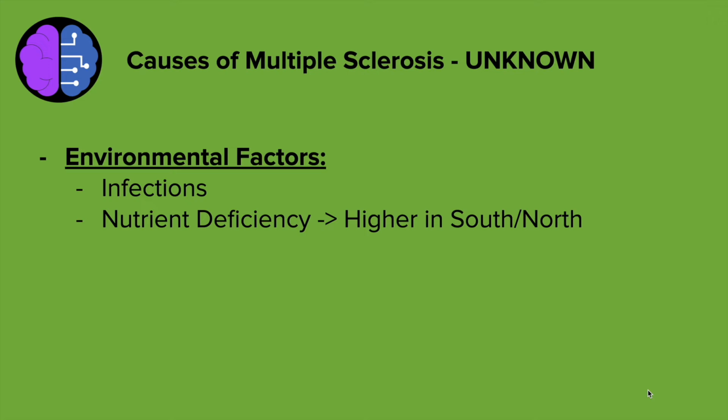Specifically, deficiencies in vitamin D, which comes from the sun, have been shown to cause an increased risk. Now, this actually explains why people in the north and south poles of the globe tend to have more multiple sclerosis than those at the equator, which is a very, very interesting data point.